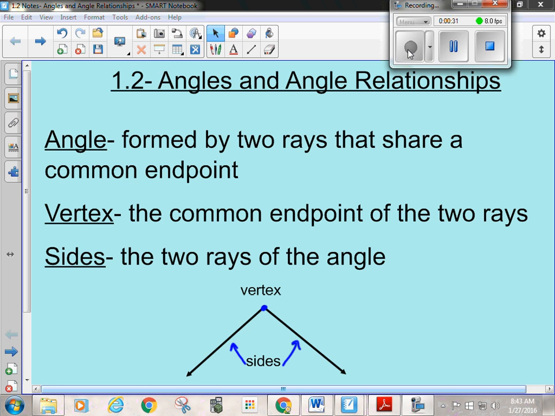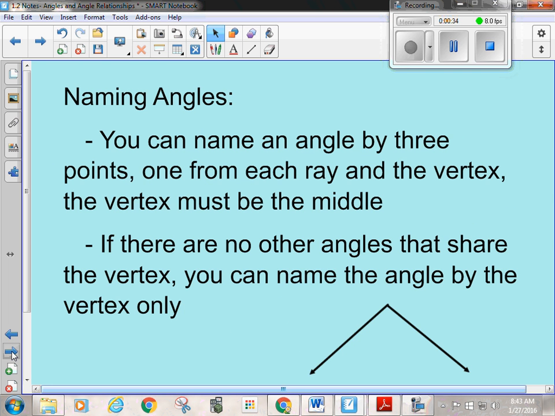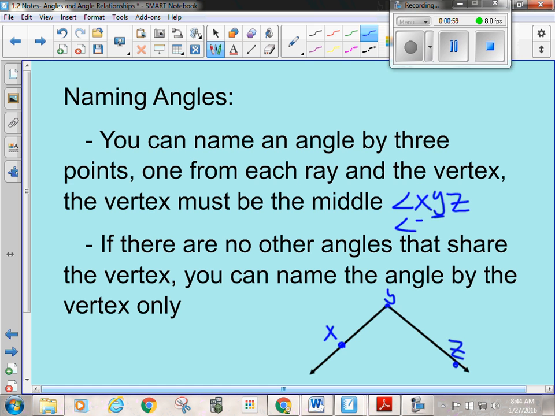All right, now let's talk about how we actually name those angles. You can name an angle by 3 points, one from each ray and the vertex, and the vertex must be in the middle. So if I have 3 points somewhere on my angle, X, Y, and Z, we can name it angle X, Y, Z. Notice that Y, my vertex, is in the middle. We can also rearrange the order to be Z, Y, X. As long as my Y stays in the middle, it doesn't matter if your X or your Z comes first.